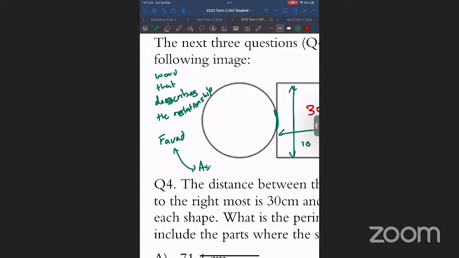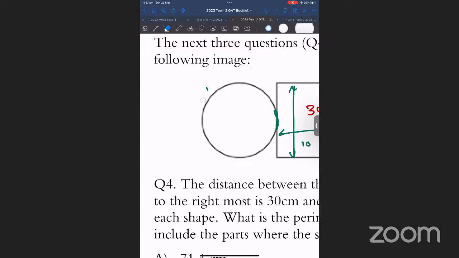So Fawad and Asma are two different people, but you can have a word to describe this relationship. What's this word called? Daughter or father. That's the relationship between these two, right? Similarly, the number that describes the relationship of a circle is called pi. Pi is just a number that describes a relationship. Do you guys want to know what the relationship is?